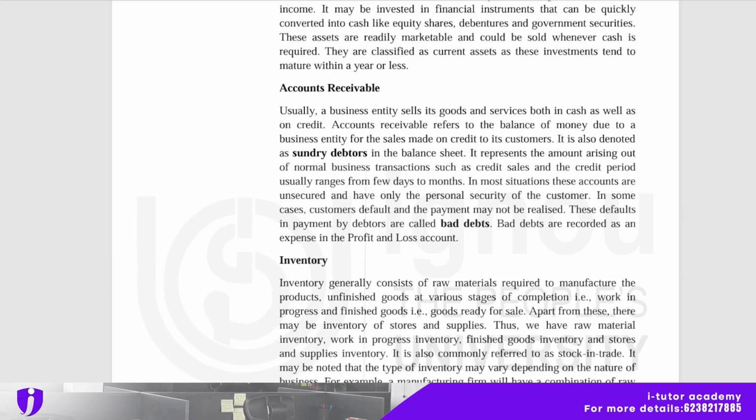In most situations, these accounts are unsecured and have only the personal security of the customer. In some cases, customers default and the payment may not be realized. These defaults in payment by debtors are called bad debts. That is, bad debts are recorded as an expense in the profit and loss account.